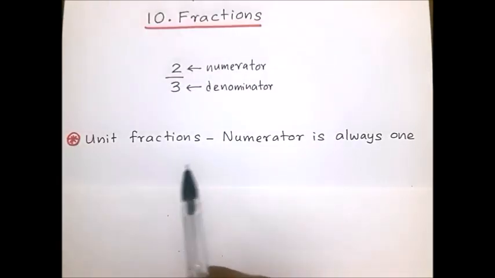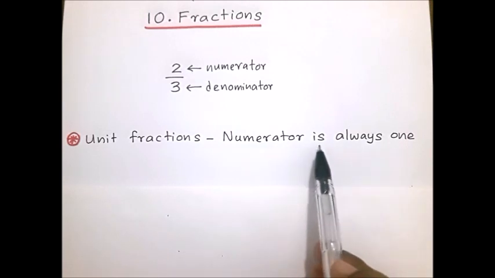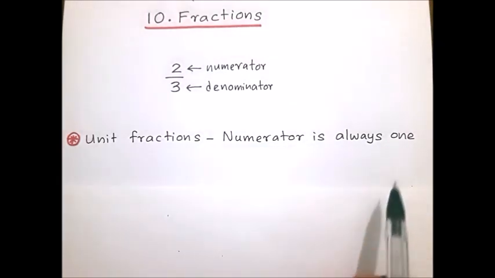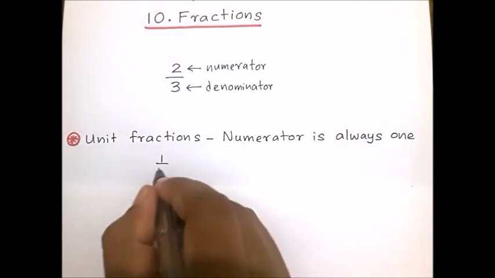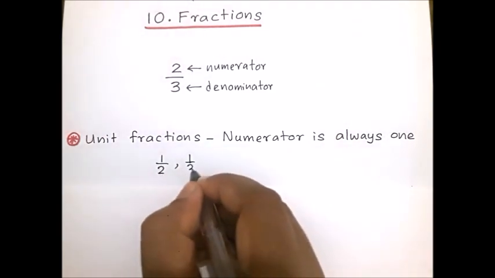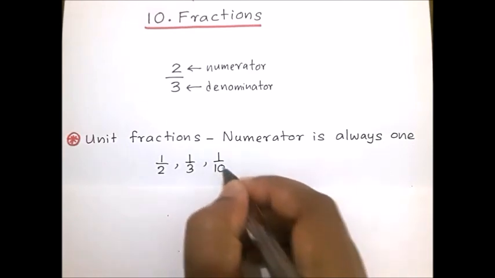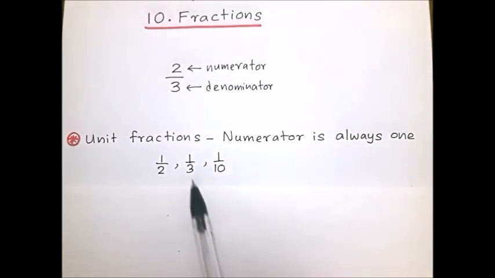Then unit fractions. It means the numerator is always 1. I am going to write some examples for unit fractions: half, 1/3, 1 over 10. Those are unit fractions. The numerator is always 1.